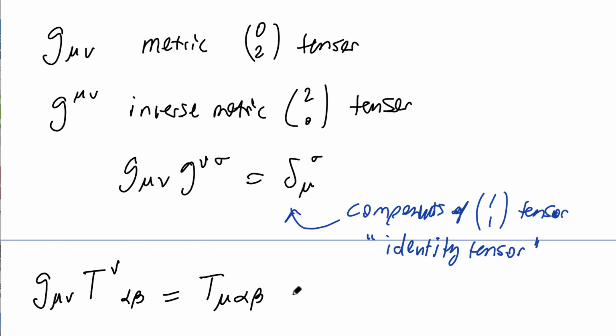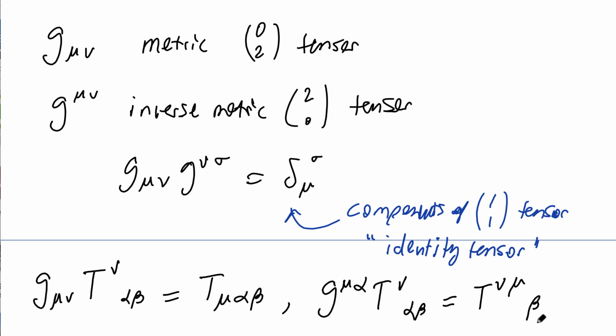And similarly, we can use the inverse metric to change covectors into vectors. So for example, we could write g^{μα} T_{ναβ}, and using the same base letter, we can convert this α to a μ.